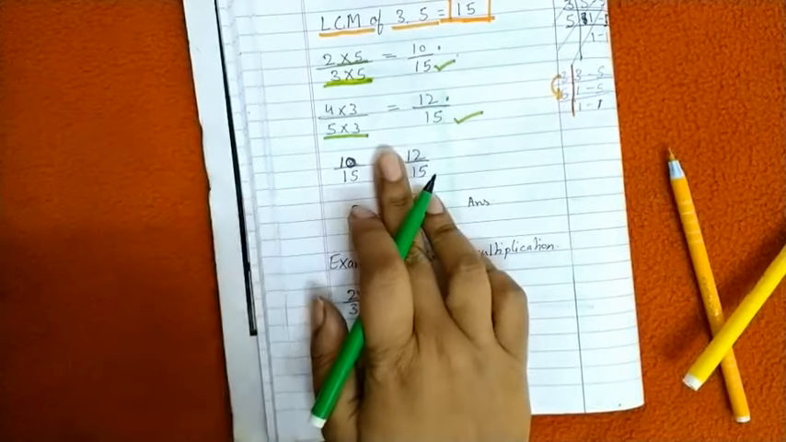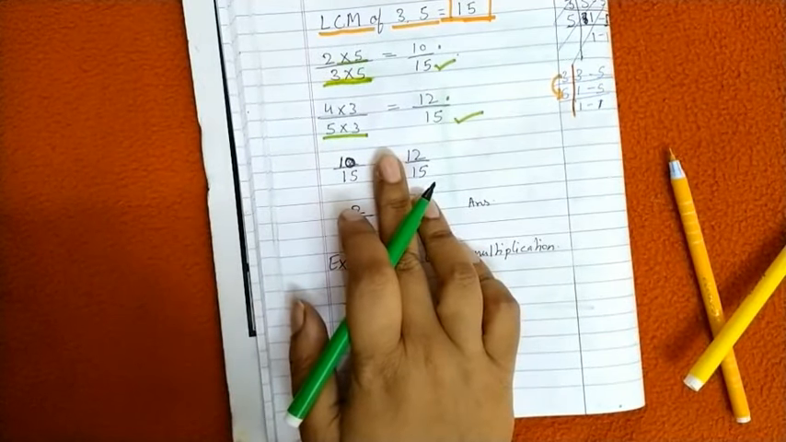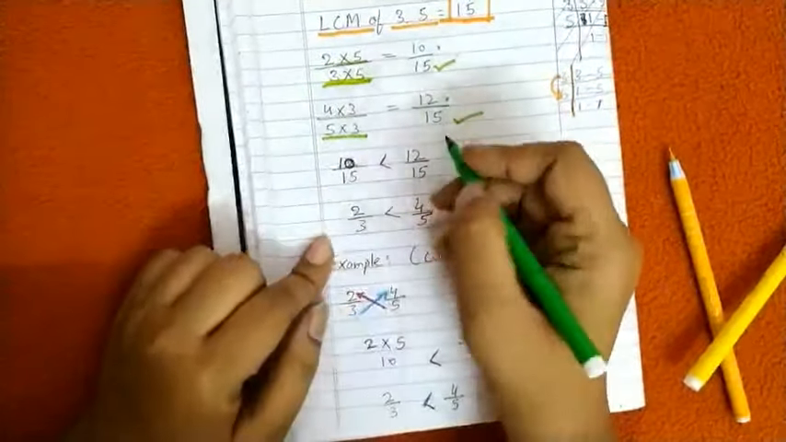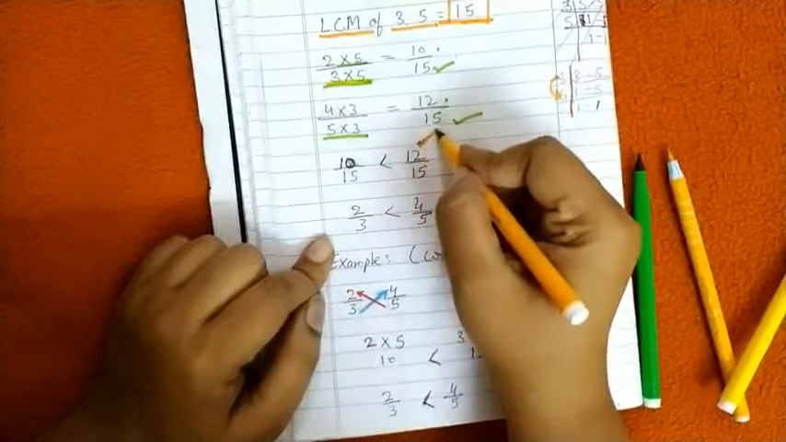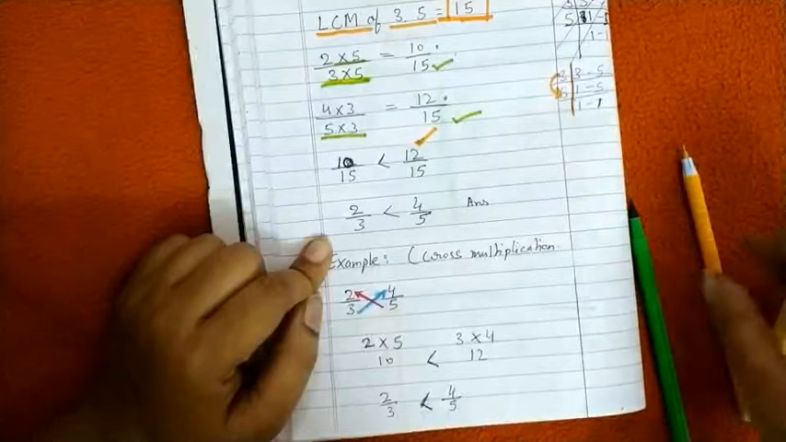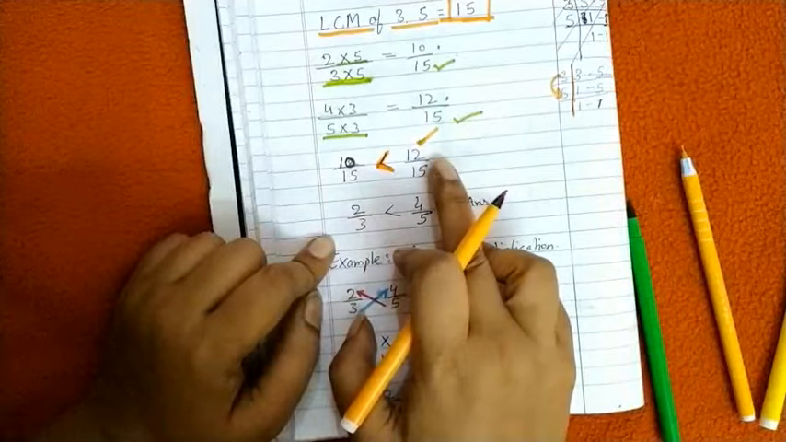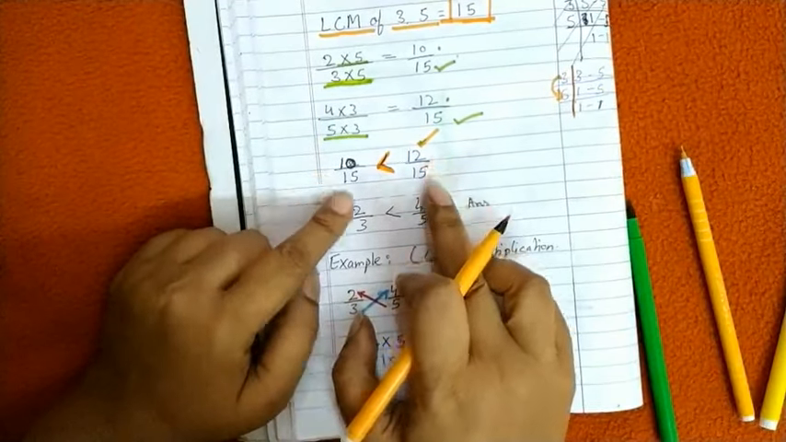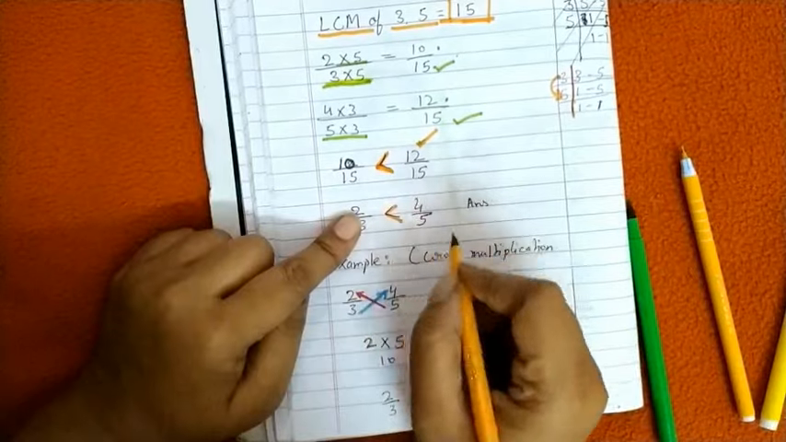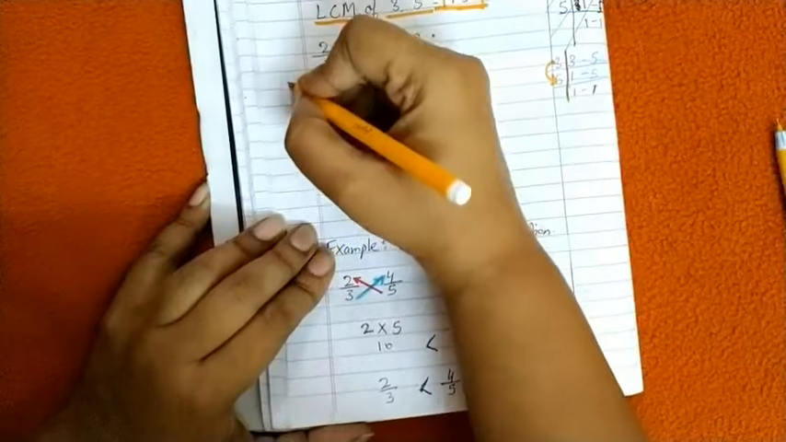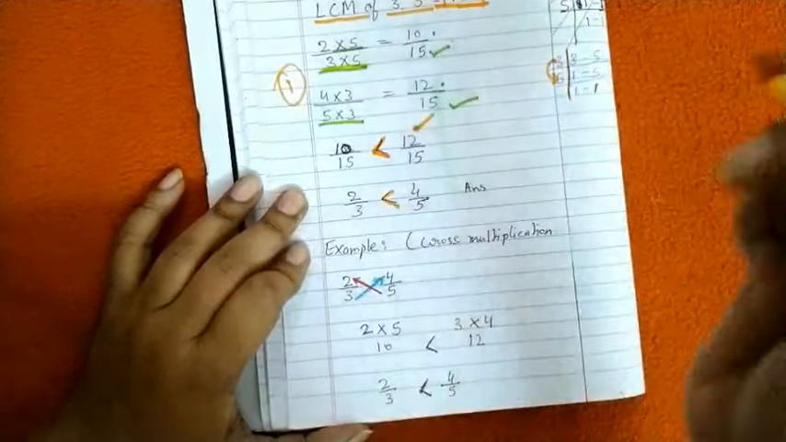Now children, as rule says, when you compare, when denominator is same, you have to check numerator, and the numerator which is having biggest value is the biggest fraction. Yes, so which is having? This one is having. So we can very well say that 12 upon 15 is bigger than 10 upon 15. That means 4 upon 5 is bigger than 2 upon 3. This is one way of comparing fractions. Okay. Now see what is the other way.